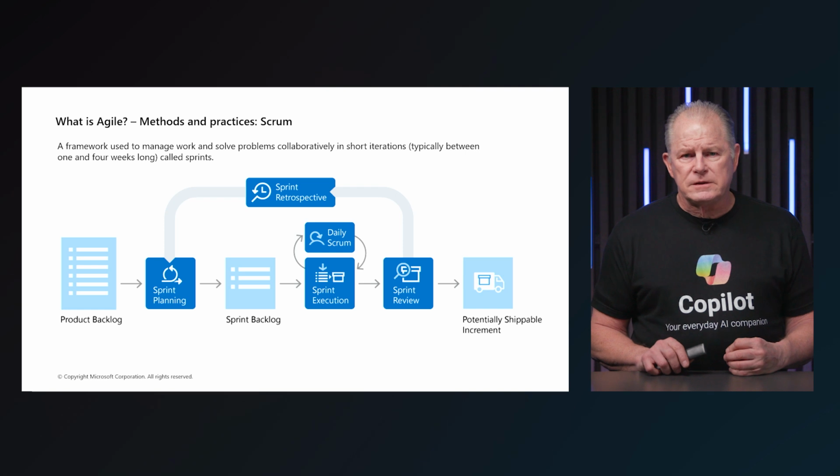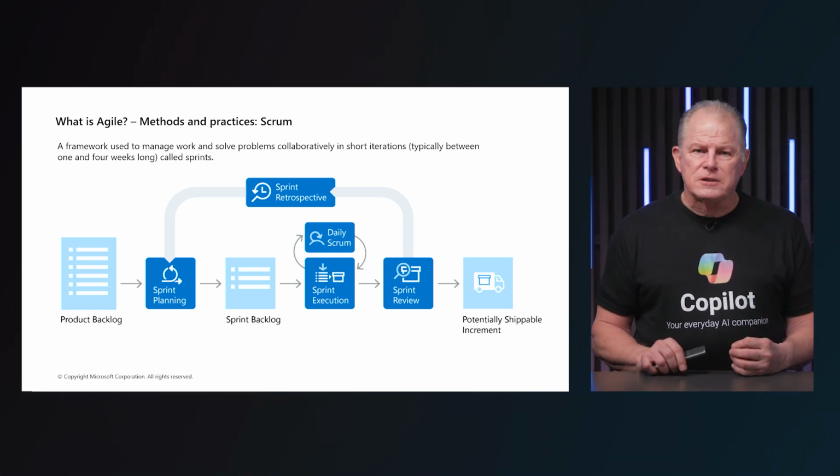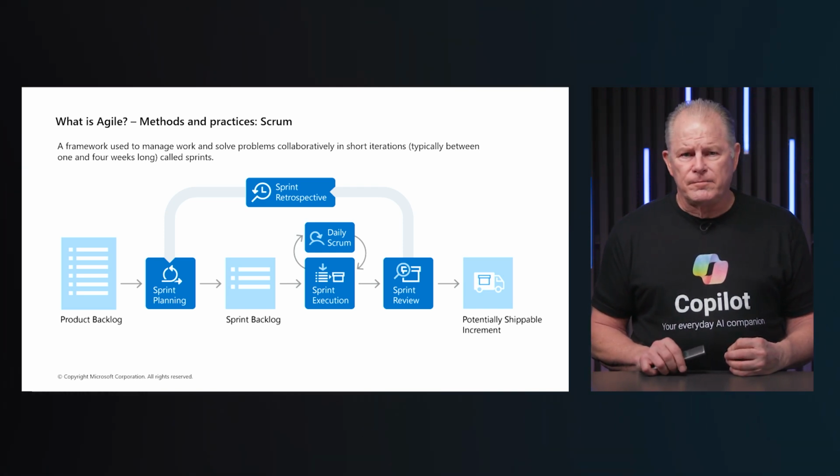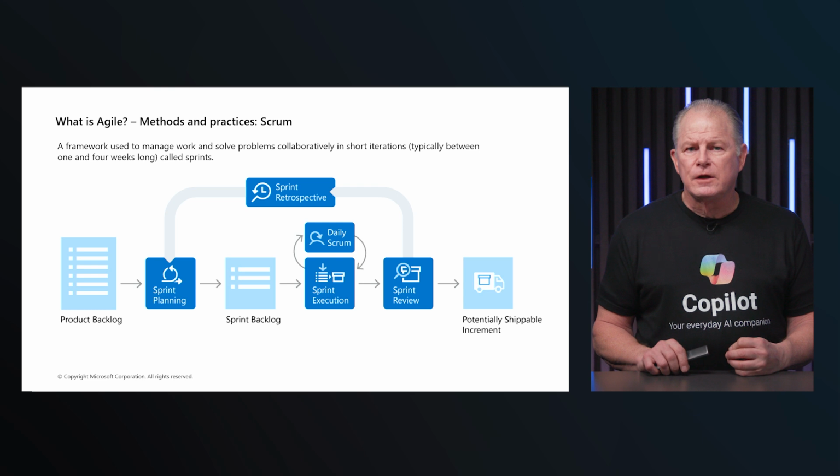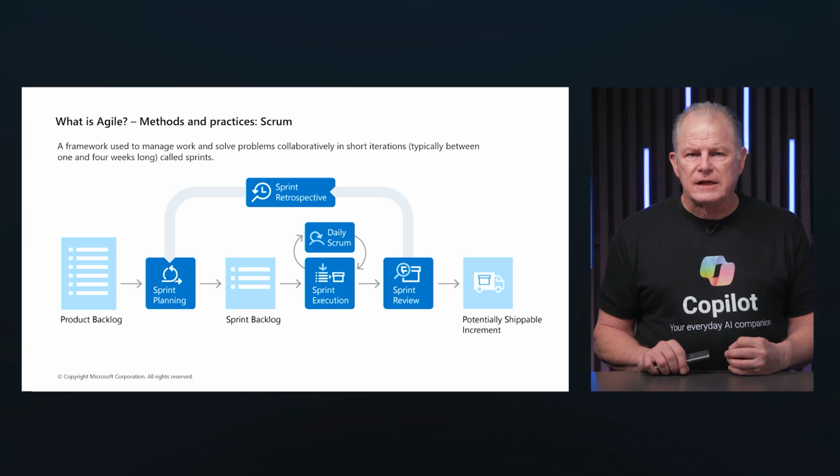Events are the sprint, which is a time-boxed period, usually 2 to 4 weeks, during which a potentially shippable product increment is created. Sprint planning is a meeting where the Scrum team plans the work to be performed during the sprint. The daily stand-up, which is a short daily meeting where the team synchronizes activities and plans for the next 24 hours.